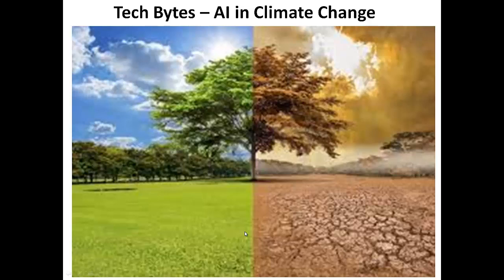I've also heard about another organization called Sylvera. It's a startup company in the US. It can forecast inventory data highly accurately by using satellite imaging to predict the size, species, and health of forest trees. So these are some of the examples where AI can help in climate change.